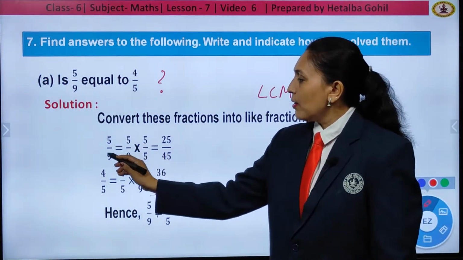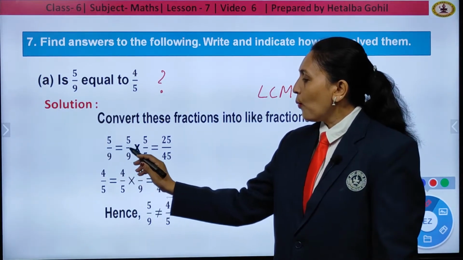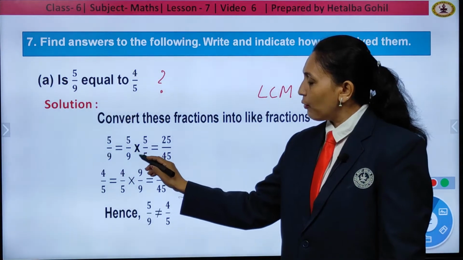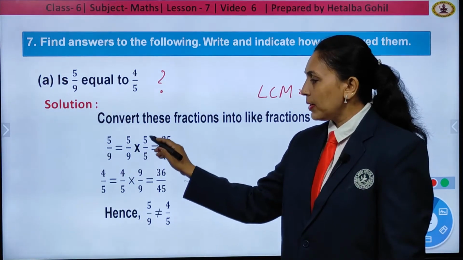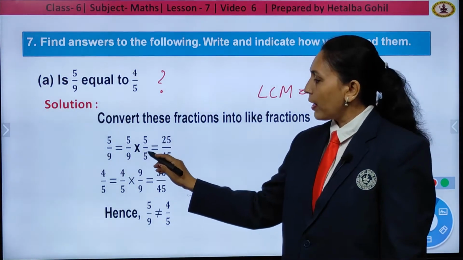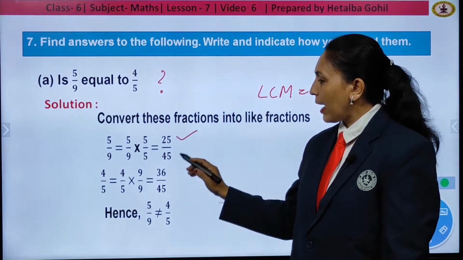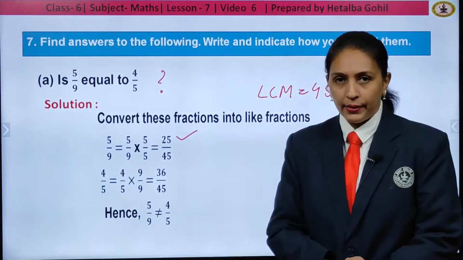The first one, 5 by 9. So what did I multiply to 9 to get 45, children? So you can see I have multiplied 5. So both the numbers, numerator and denominator, 5 upon 5. Multiplying both the numerators, I get 25 upon 45.